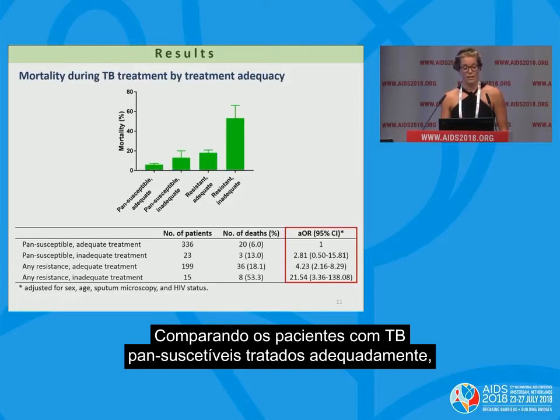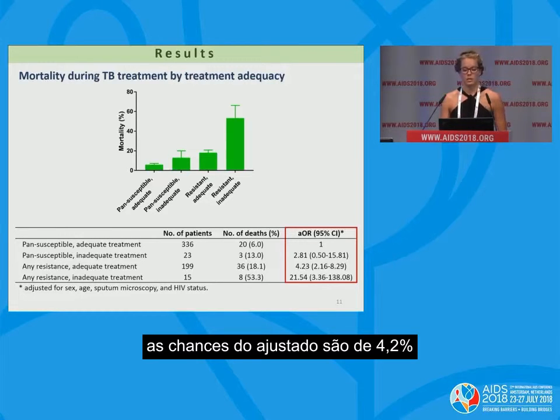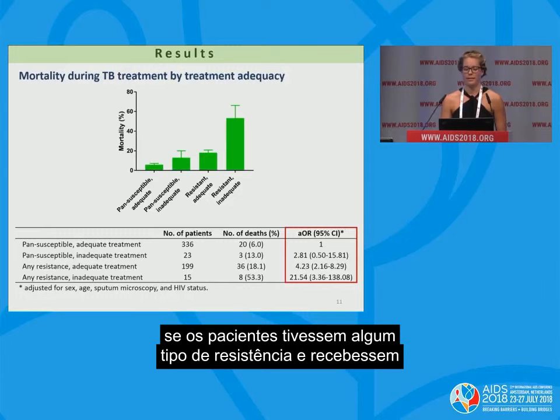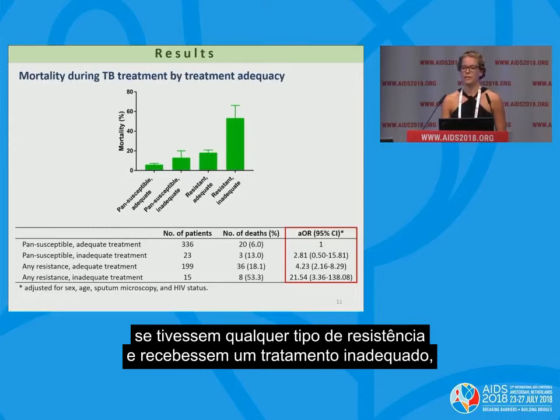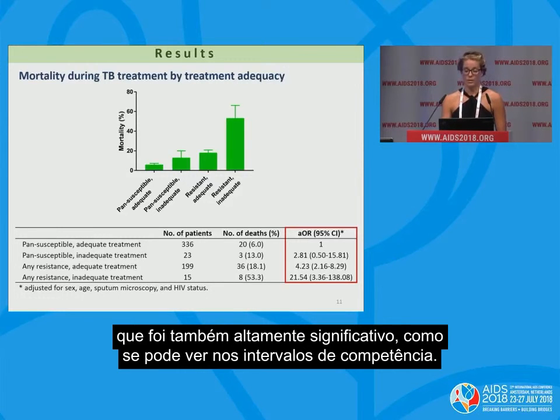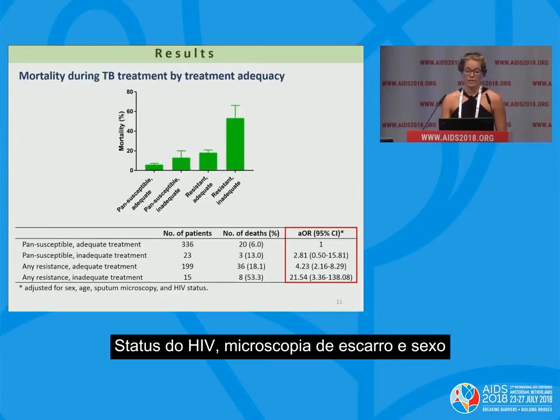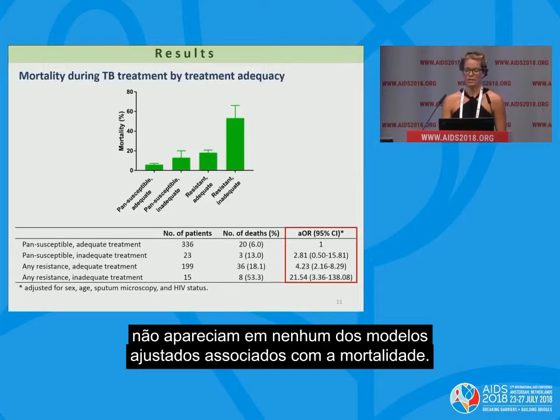Compared to patients with a pan-susceptible TB adequately treated, the adjusted odds of death was 4.2 if the patient had any kind of resistance and received an adequate treatment, and had an odds of death of 21.5 if they had any type of resistance and received an inadequate treatment. These results were highly significant, as you can see from the confidence intervals. HIV status, sputum microscopy, and sex were in none of the adjusted models associated with mortality.